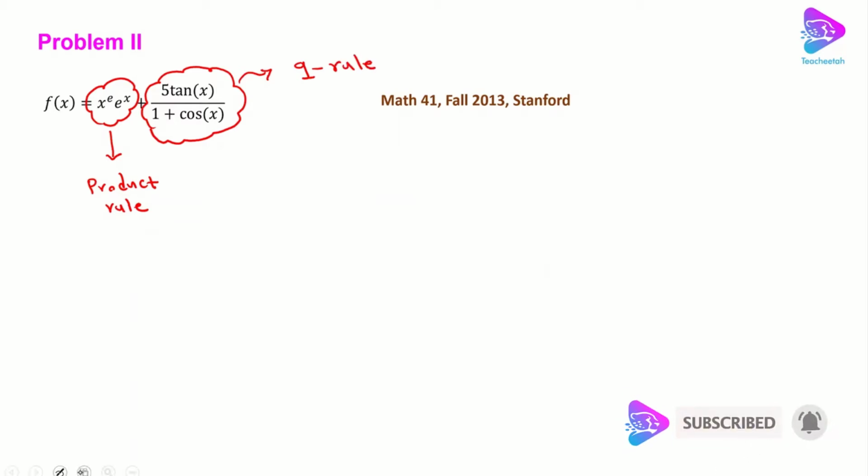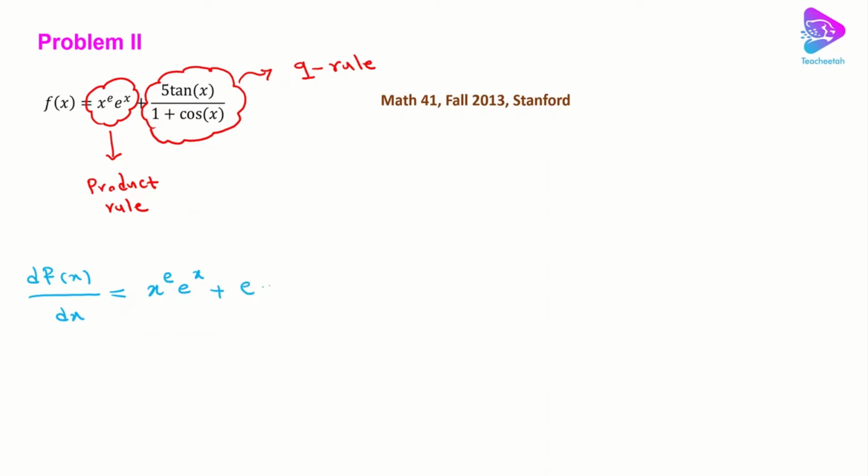In order to take the derivative of the whole function, we have to look at each of these terms one by one. So let's look at the derivative of the whole function, which is df(x) over dx. For the first term, in which we have multiplication of two functions, x to the power of e times e to the power of x, we are going to use the product rule, and the answer is going to be x to the power of e times e to the power of x plus e times x to the power of e minus 1 times e to the power of x.